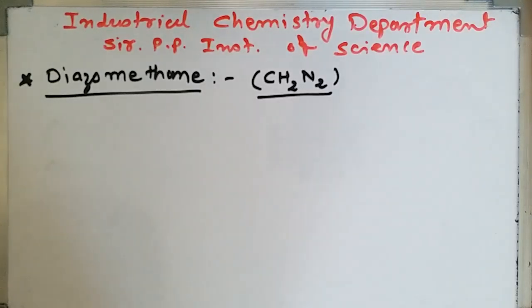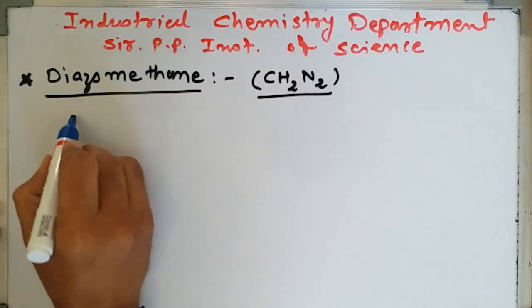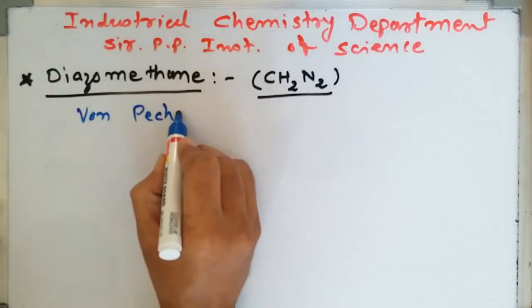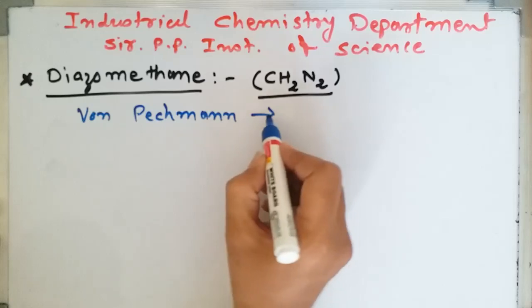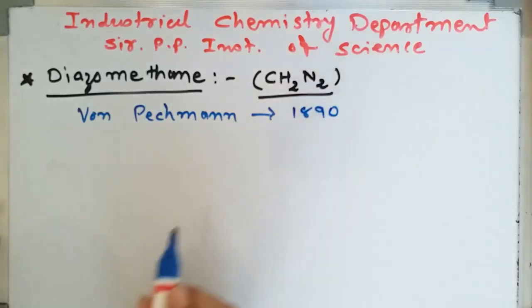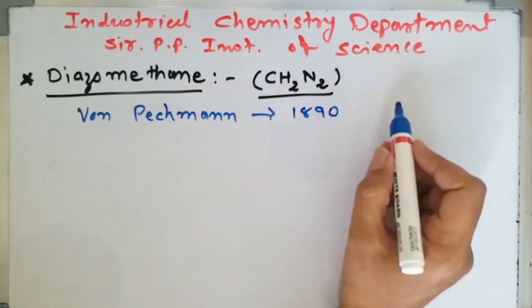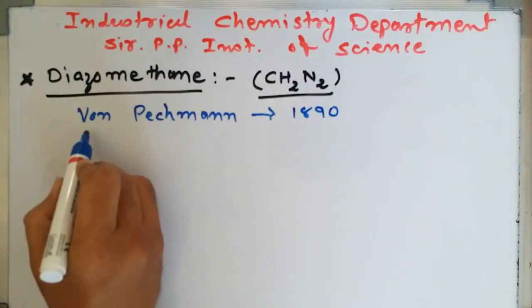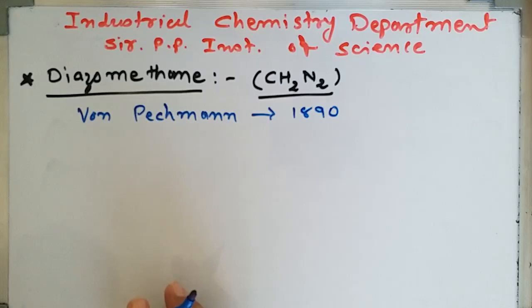First of all, diazomethane was prepared by a scientist, Von Pechmann, in 1890. But nowadays this method given by Von Pechmann is only of historical importance.